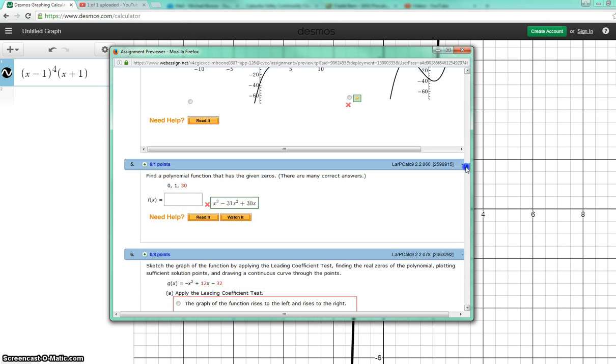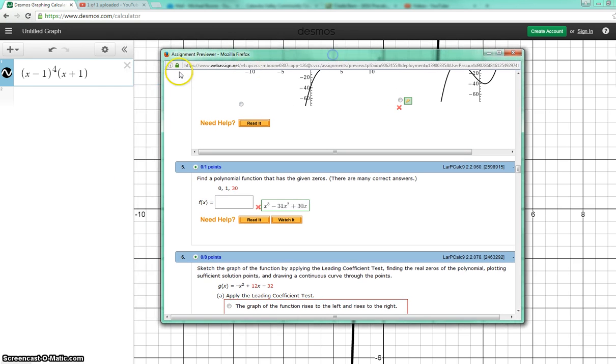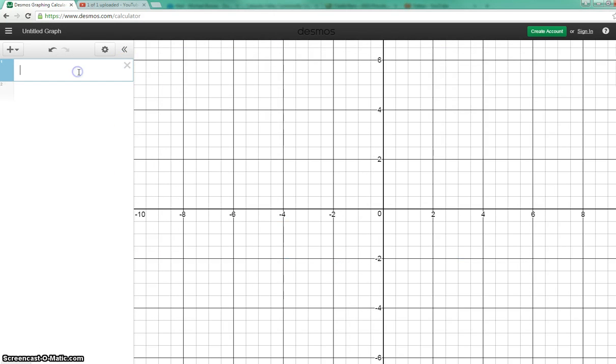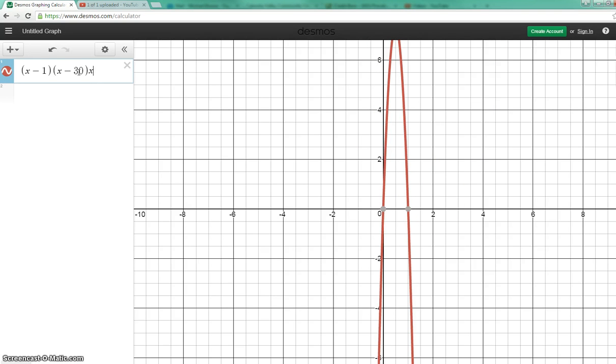Let's see. Next one I want to look at is number 5. Find a polynomial function that has the given zeros. So 0, 1, and 30. And we kind of already addressed that. If it had solutions of 1, 0, and 30, 30 would be x minus 30. And then for 0 as a solution, I would just have x, right? So I'm going to set x equal to 0, x minus 30 equal to 0, and x minus 1 equal to 0 to solve those.